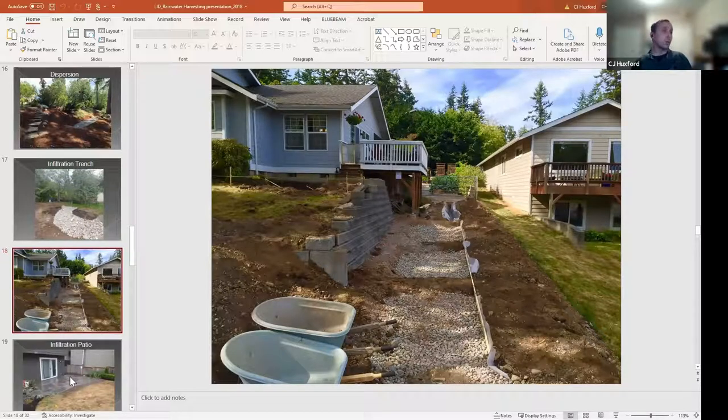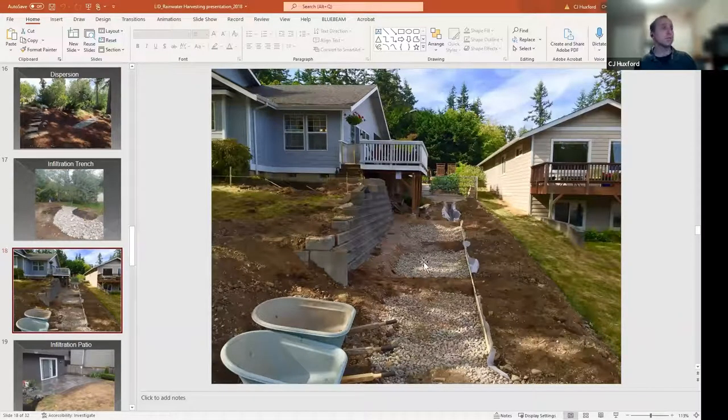Here's another example of an infiltration system. In the middle of the picture here, up at the bottom of the deck, there are downspouts that run into a trench that has fabric in it. Once that trench fills, then it goes into a drain rock cell that's at the top here.